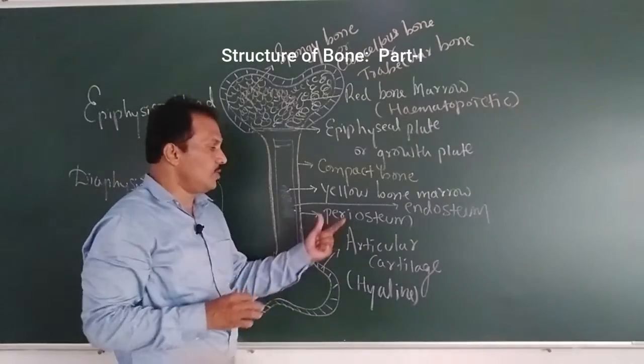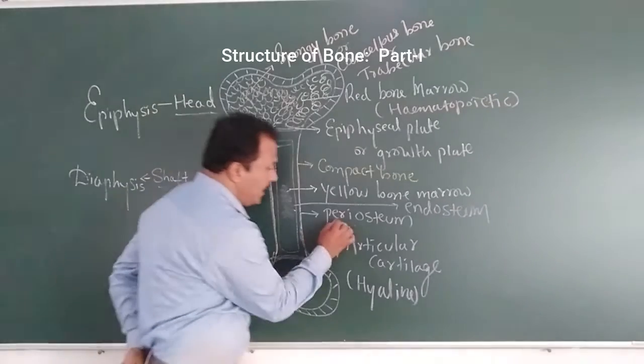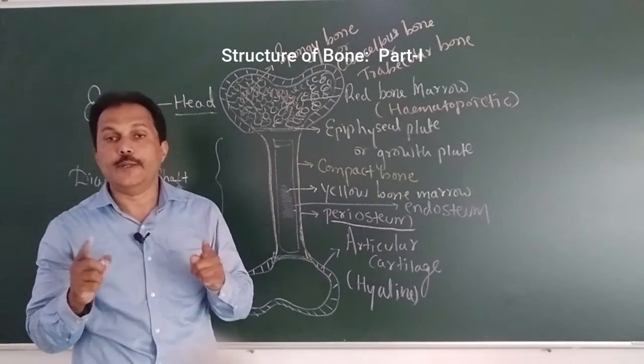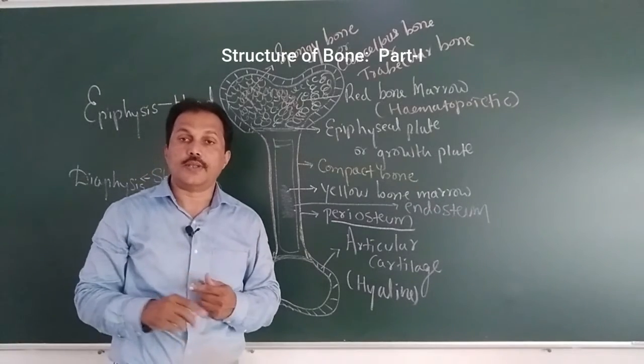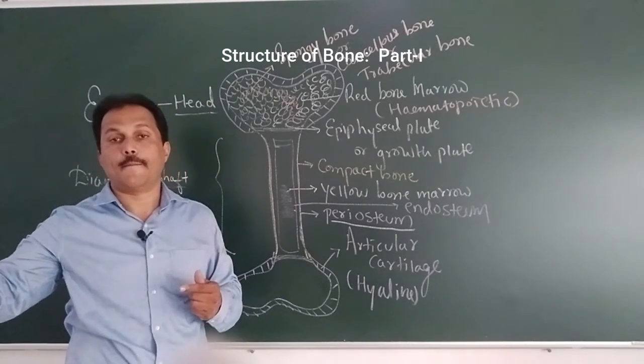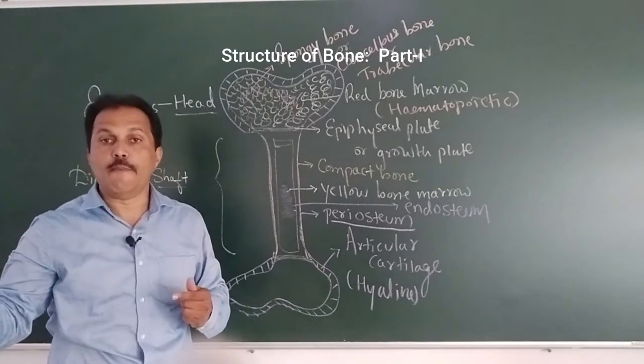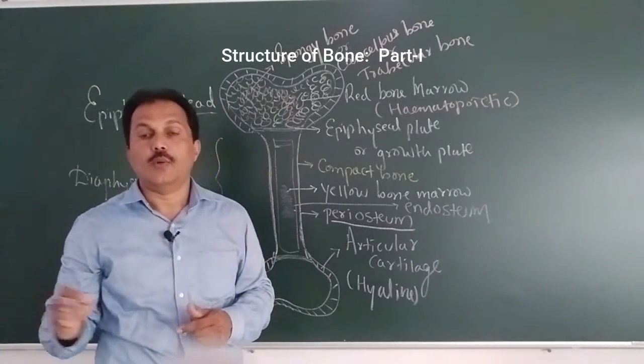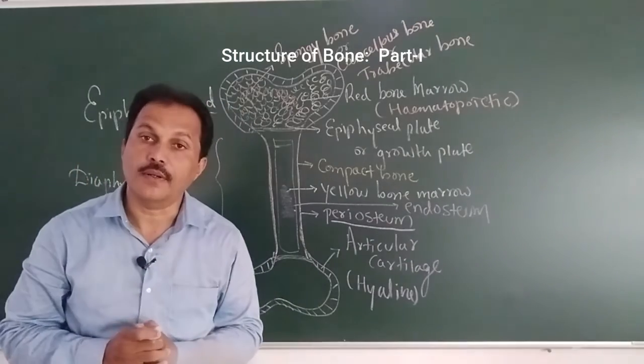So outermost is the periosteum. I am repeating, what is this? This is periosteum. What is the importance of periosteum? It is the outermost covering or layer of bone made up of collagen fibers and the minerals.